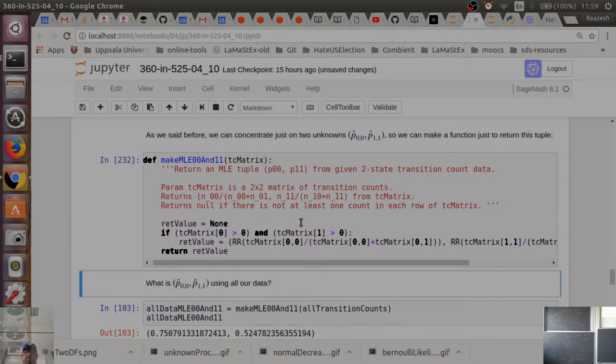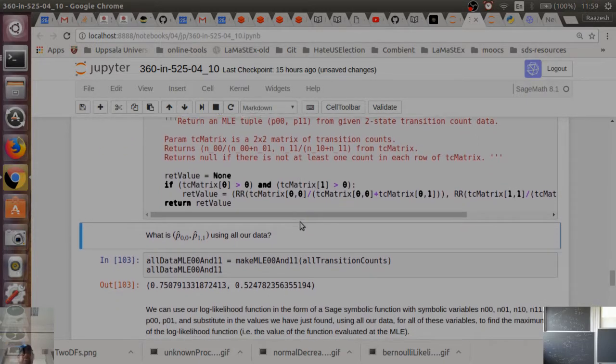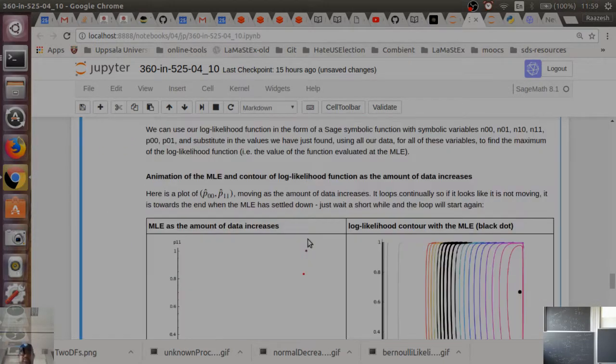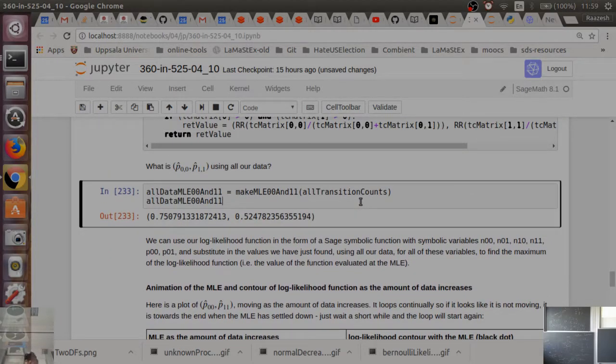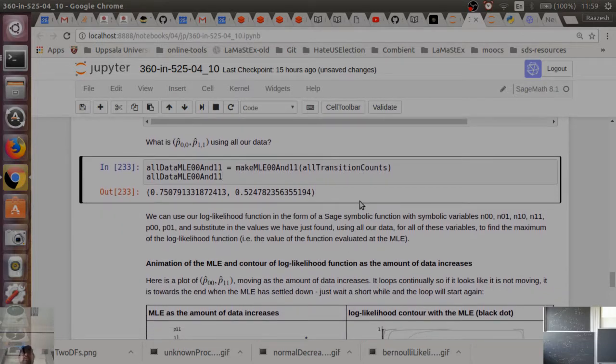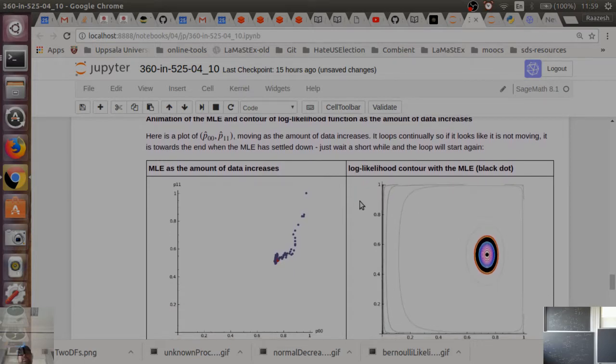Yeah, so now I'm just defining a function to return the MLE tuple P00 and P11, and we're almost done. So now that gives me my maximum likelihood estimate. So P00 is 0.75 for my Christchurch weather data, and P11 is 0.52, which is quite different from the random numbers chosen in the Wikipedia example, right? And you can kind of compare this with what it would be if you did a Bernoulli, and so on.